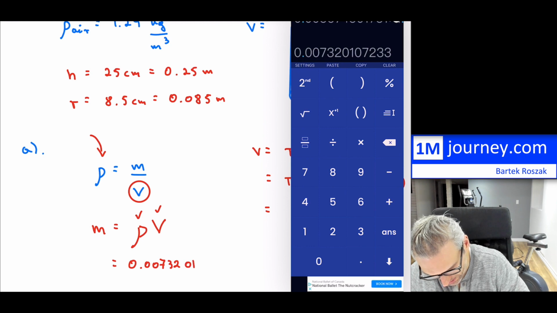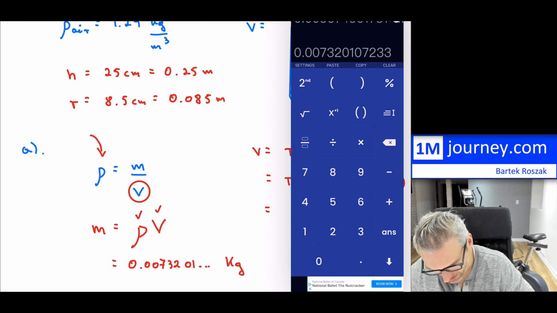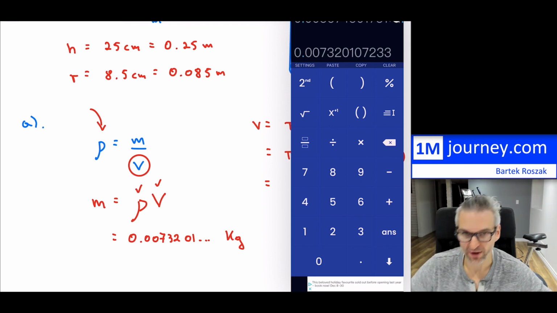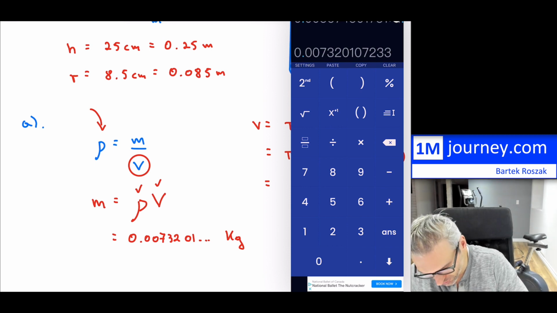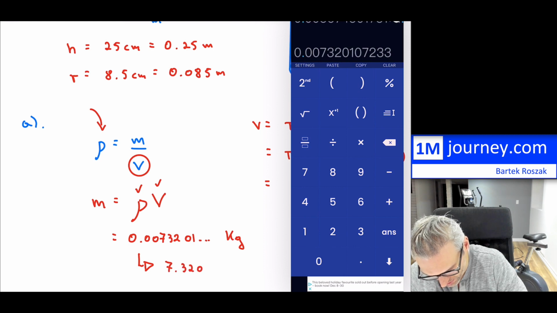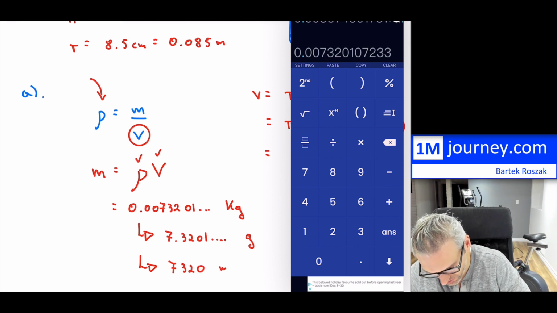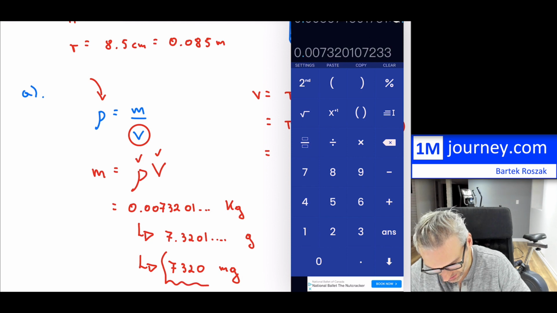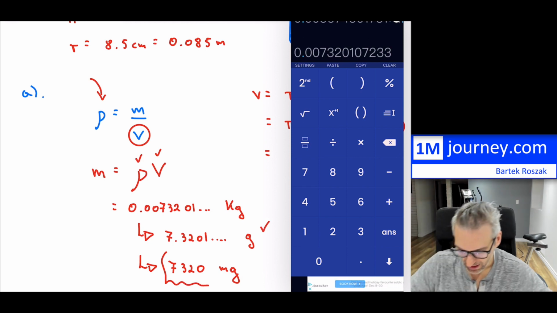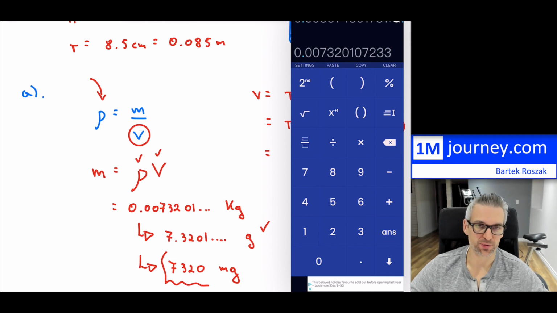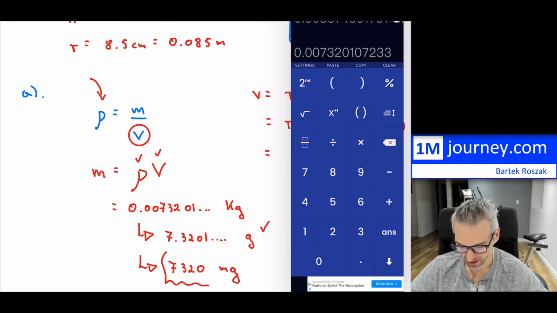This is really tiny, 0.00732, 0, 1, etc. But this is kilograms. If you want to break down from kilograms to milligrams, going from kilo to grams is 3 decimal places, which would mean 7.3201, etc. That would have been in grams. Now to milligrams, you have to shift over another 3, so 7320, and this would have been milligrams to 3 significant figures. So the actual air itself was around 7 grams, which is puny, but this is not a very big container.